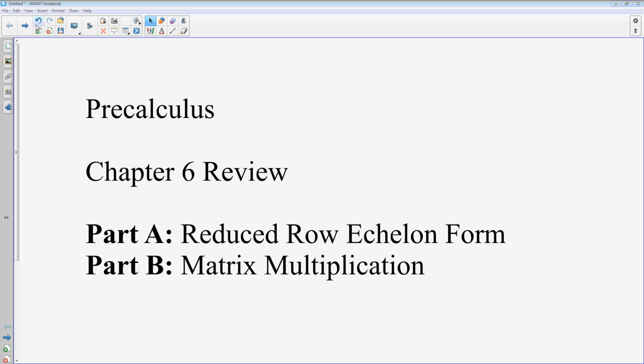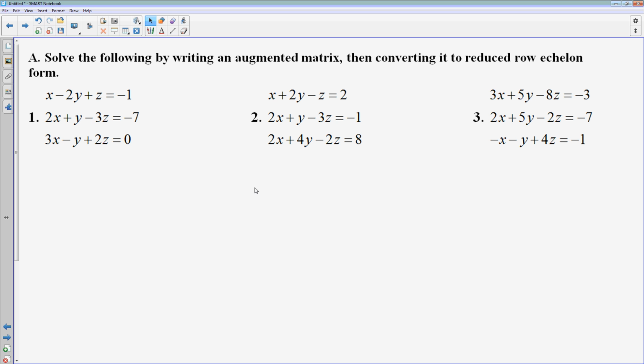Okay, here are the first two parts of the Chapter 6 review. Starting in Part A, we're going to solve these with reduced row echelon form. You have already taken a quiz with 2 by 2, two variable, two equation problems, so I'm only going to put these calculator type problems on the test. So you do need to be familiar with the calculator and how to solve it.